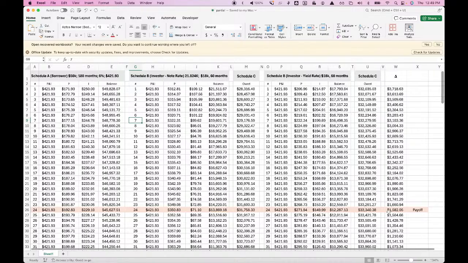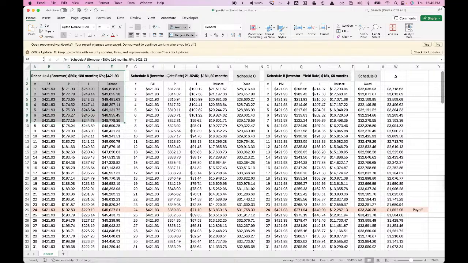Okay. So this example here is showing Schedule A, Schedule B, and then I have Schedule B at the note rate versus Schedule B at the yield rate, and you'll see the different returns. I'll walk through them real quick. This may be a longer 5-minute-ish Friday than I initially thought.